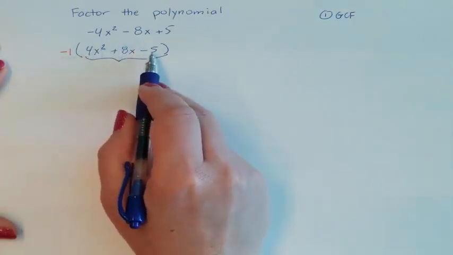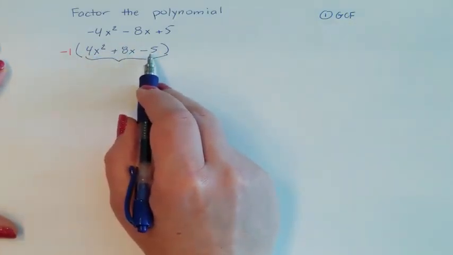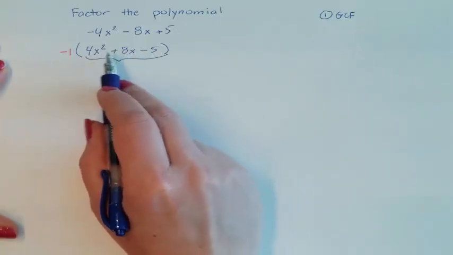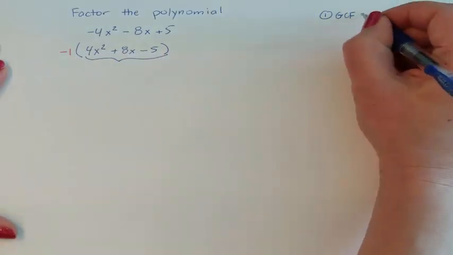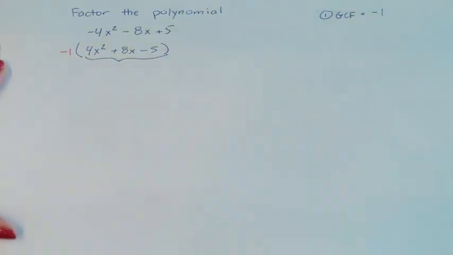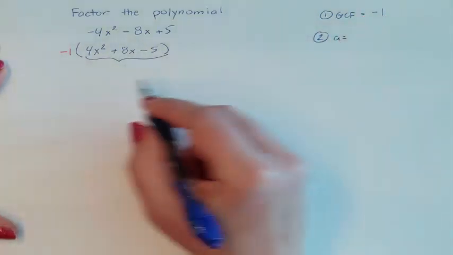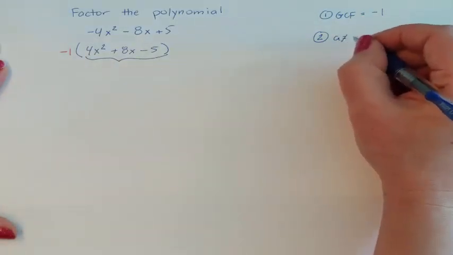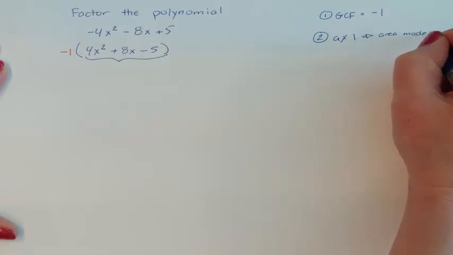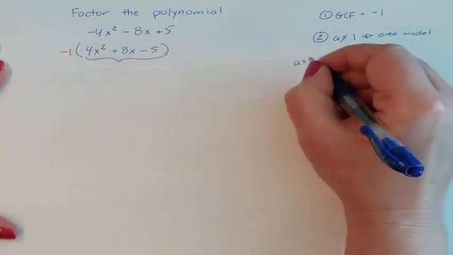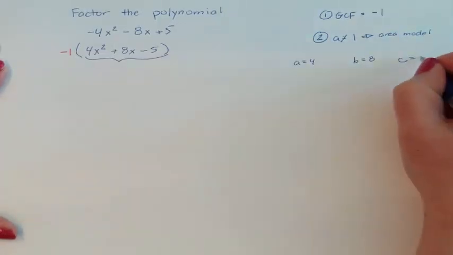Now we're going to see, is there any number that can divide 4, 8, and negative 5? No, no single number divides all three of those. And they do not all share a common variable, which meant that our only GCF is a negative 1. There is no other GCF. So now we move on to step 2, which says check out A. A is not 1. So if A is not 1, that means we have to do the long area model method to factor it. So I need to find A, which we said was 4, B, which we said was 8, and C, which we said was negative 5.